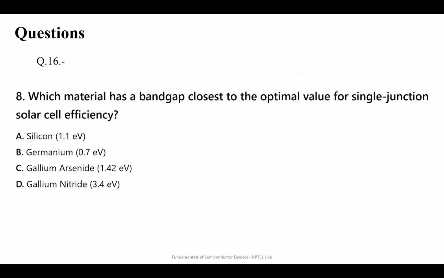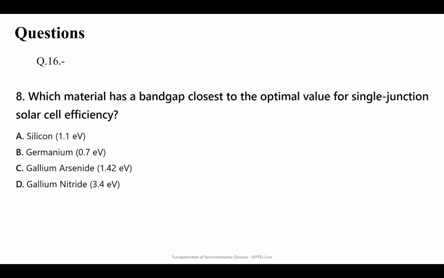Which material has the band gap closest to the optimal value for single junction solar cell efficiency? Silicon, germanium, gallium arsenide, gallium nitride. Sir, obviously the highest will be the answer. Gallium nitride. Are you sure? No, sir. Actually, gallium nitride, in your last class you said it is used as a buffer, sir.